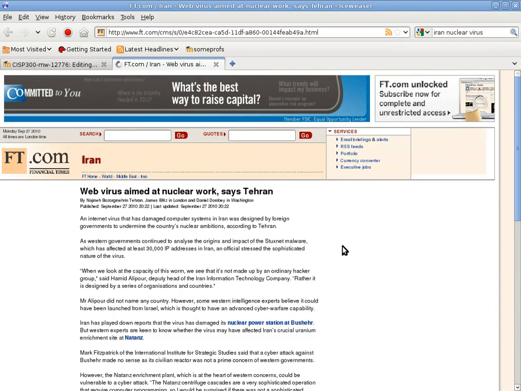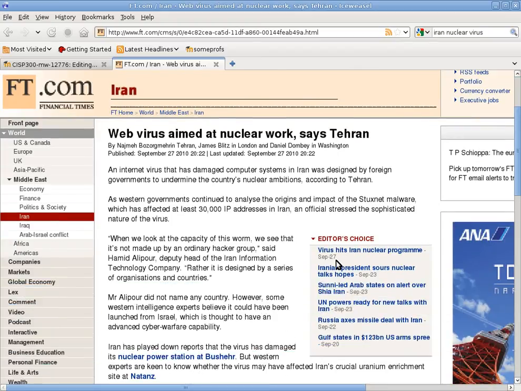Okay, so here's the original article. As Western governments continue to analyze the origin and impact of the Stuxnet malware, which has affected at least 30,000 IP addresses in Iran. Well, that's always the case, the sophisticated nature of the virus, because non-sophisticated viruses would not have any chance on Windows 7. Windows 7 should have patches against all the non-sophisticated type.